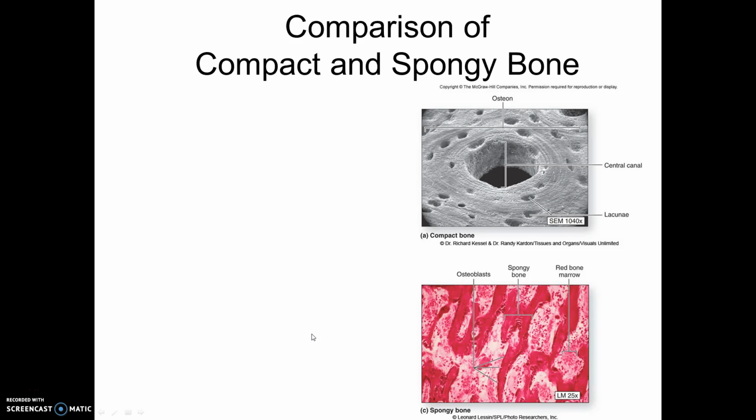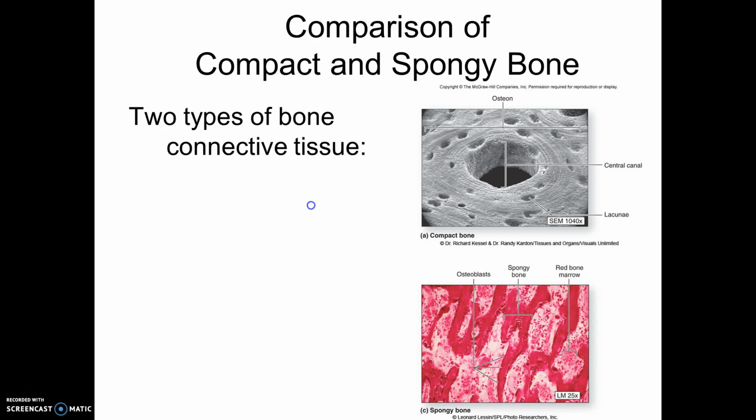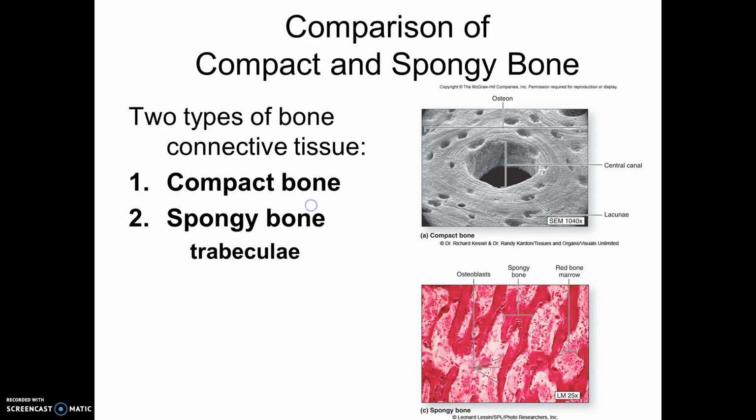All right, so we're continuing with chapter 6. We talked about cartilage, and then we talked a little bit about bone tissue, classification of bones, anatomy of a long bone, the periosteum and the endosteum, and we also talked about different kinds of bone cells, which leads us now to the two different types of bone connective tissue.